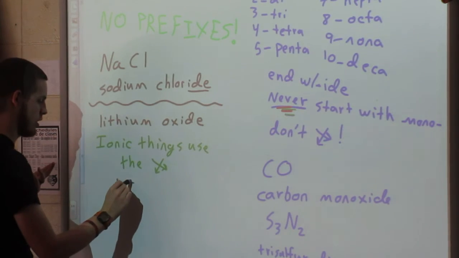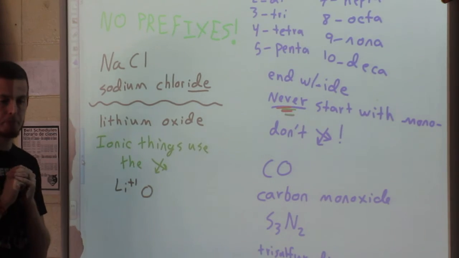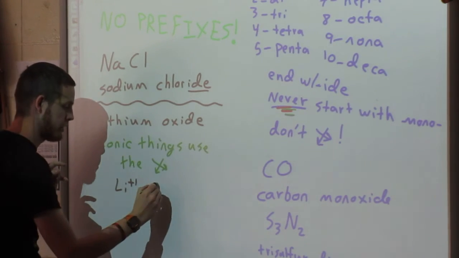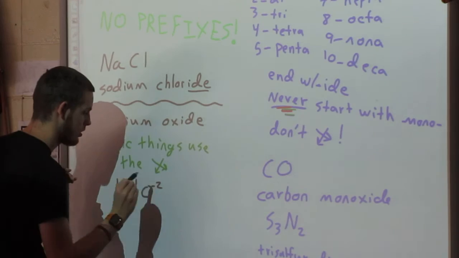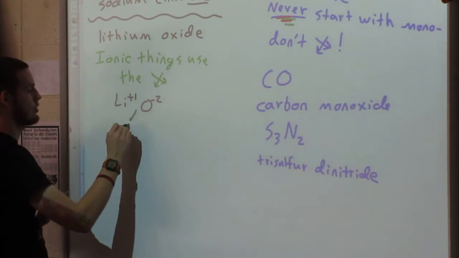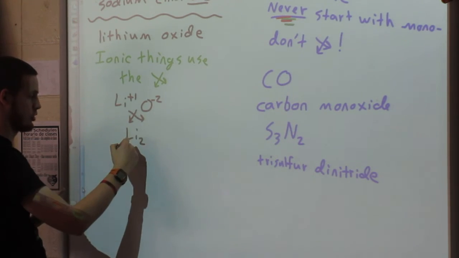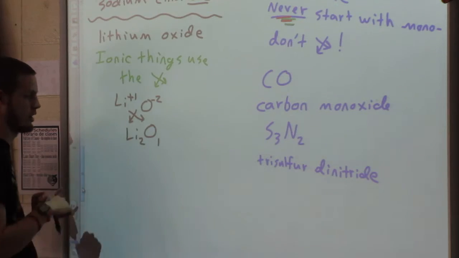Lithium is a plus one. Oxygen is what? Plus or minus? Nope, that's carbon. Plus or minus two? Minus. Minus, good. Minus two. Great. I forgot that. To do the crisscross, again, it'll be Li2, the two crosses, O1.